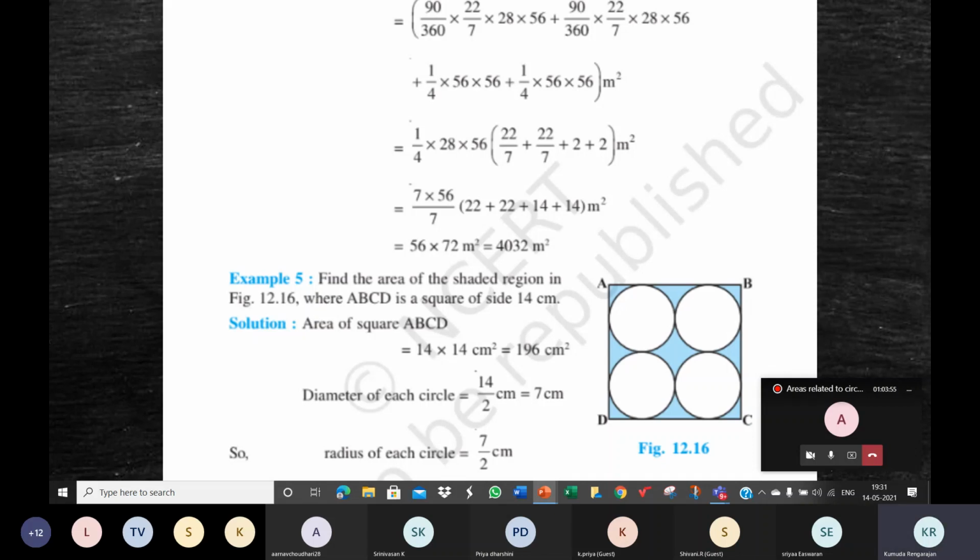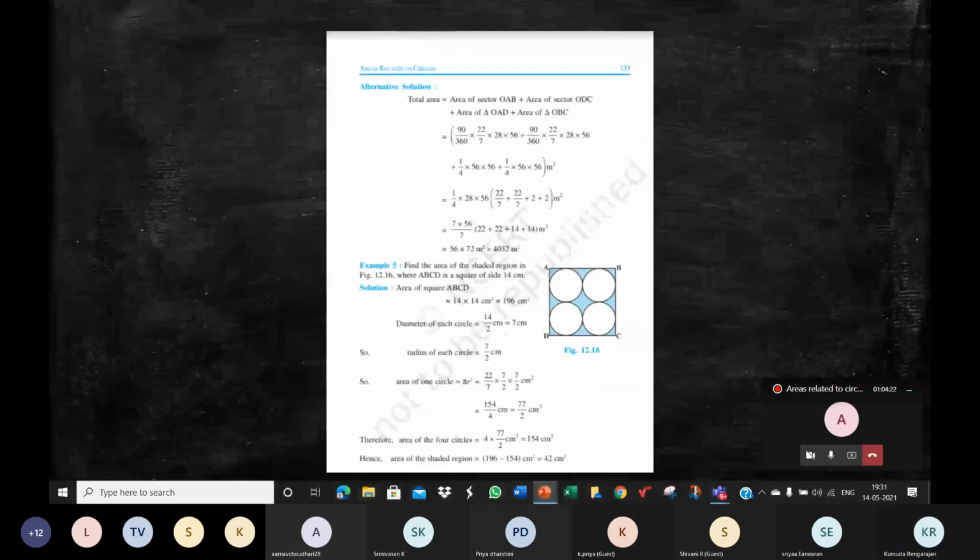See, somehow we mistake the value of the diameter to be the radius. Something like this we go wrong. So be very careful. Diameter is 7. So the radius is 7 by 2. So find the area of one circle, multiply by 4 to get the area of the four circles. Find the area of the square, subtract the areas to find the area of the shaded region.